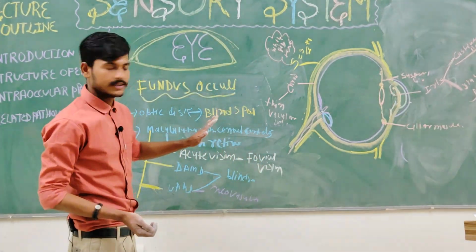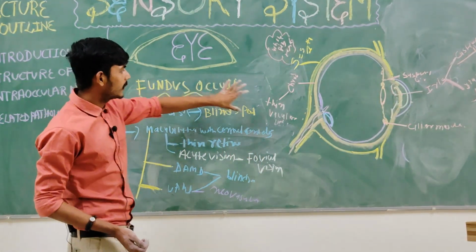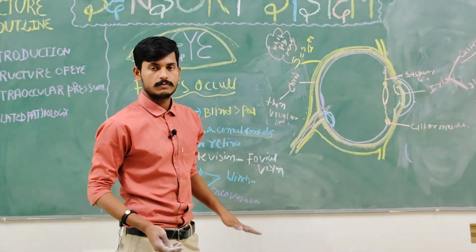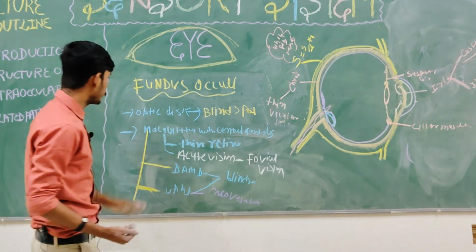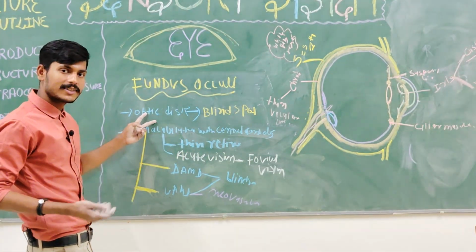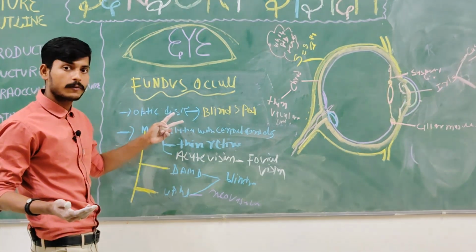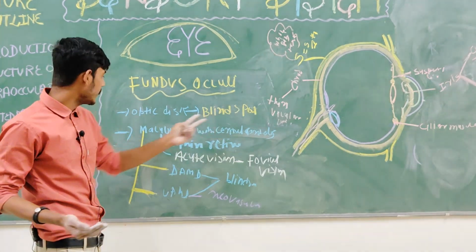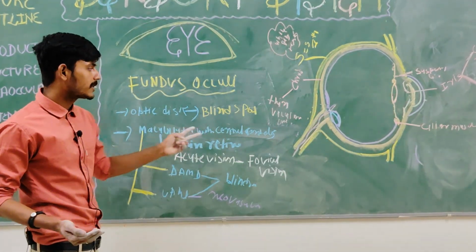Once again, summarizing. The fundus oculi is present in the posterior inferior part of the eyeball. It consists of mainly two things. The first one is called the optic disc. In the optic disc there is no presence of retina, or we can say there are no rods and cones. That's why it is called the blind spot. Understanding? Then we have the macula lutea with fovea centralis.